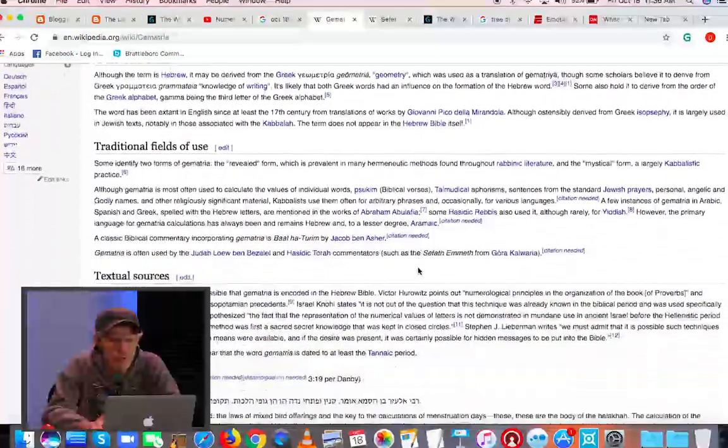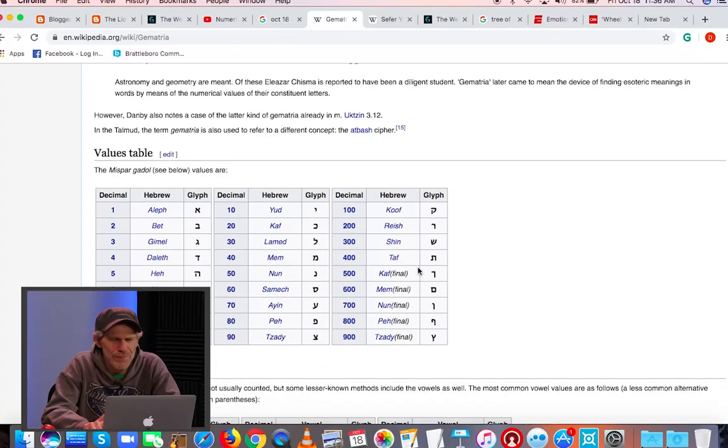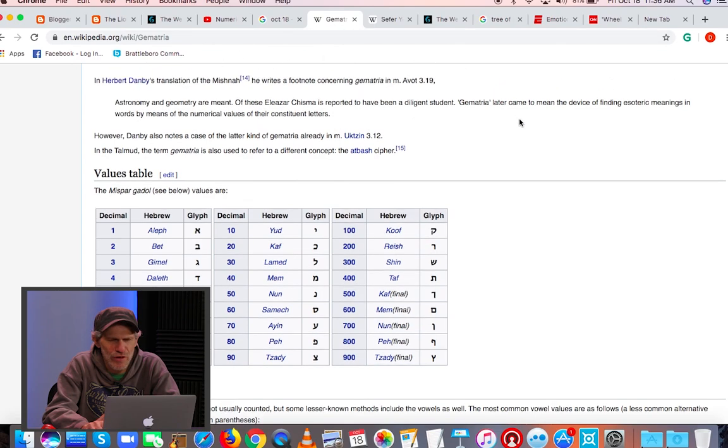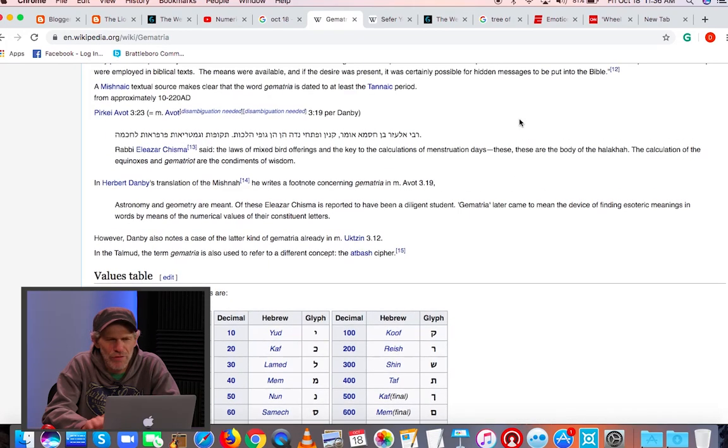So if we look at their little chart here, Aleph is 1, Bet is 2, Gimel 3, Daleth 4, Heh 5. This ancient Kabbalistic practice is being used today because this practice got into everything. This code of numbers and letters, and also days on the calendar, very numerical, became part of everything.